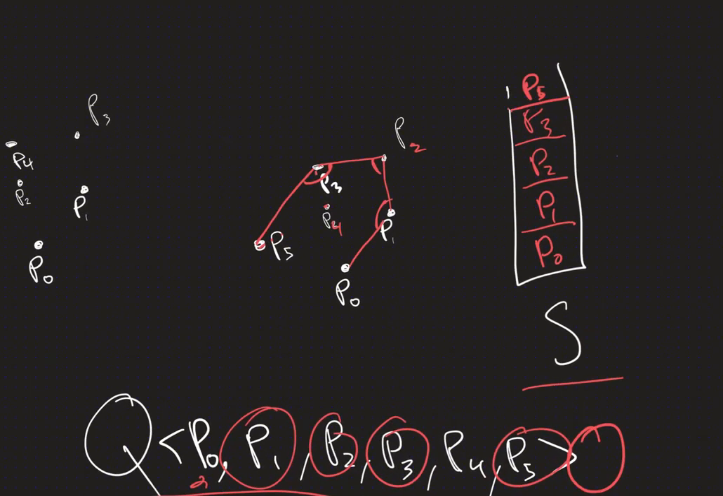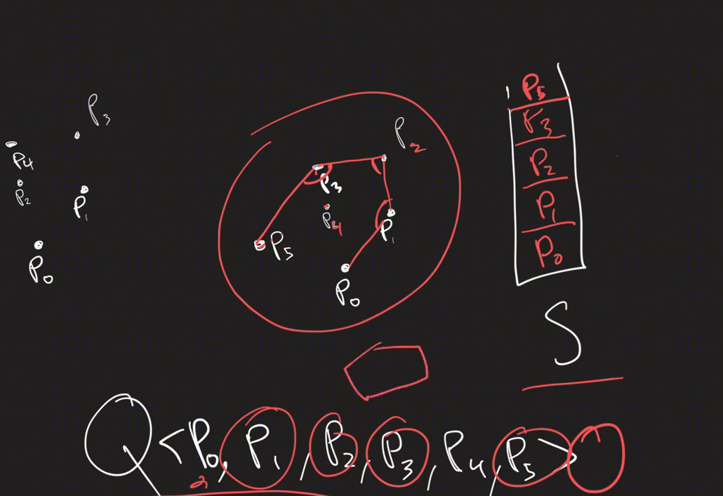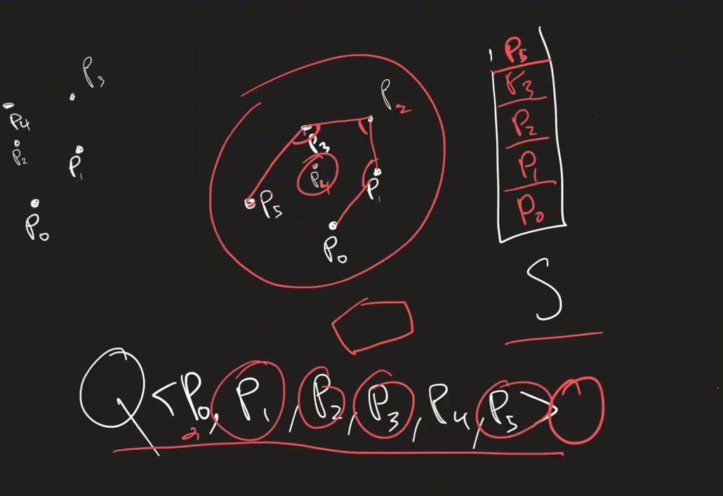And indeed, these points make a convex shape that contains all the points in them. And that is how the Graham scan algorithm works to find the convex hull, the minimum convex hull that contains all the points.